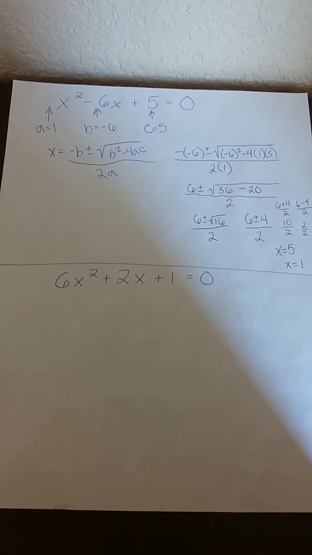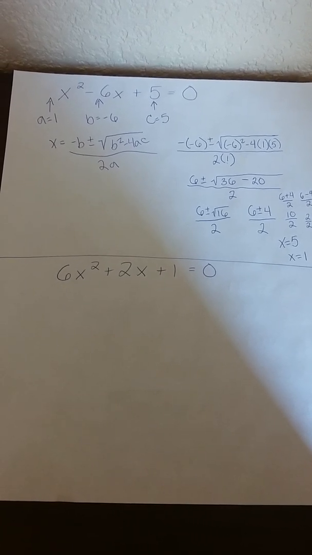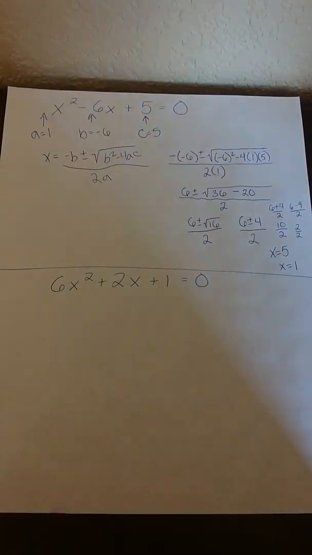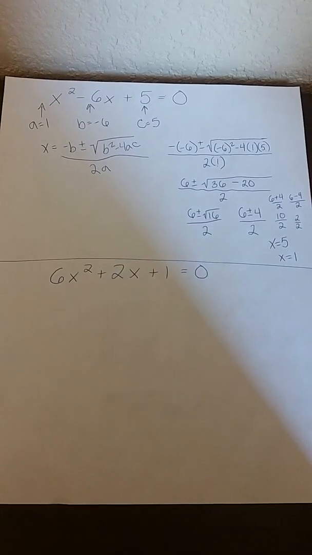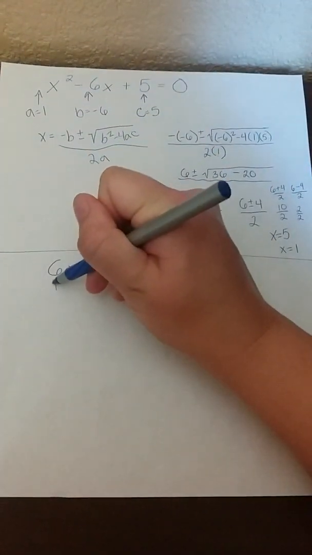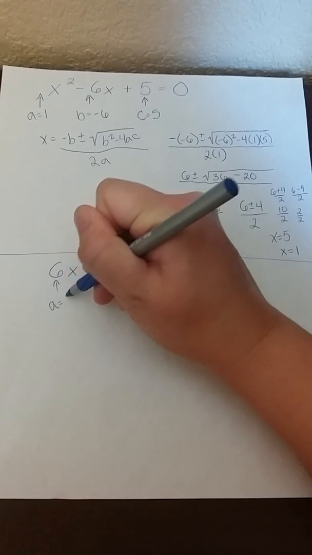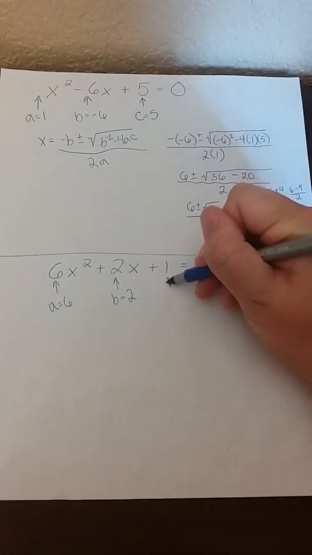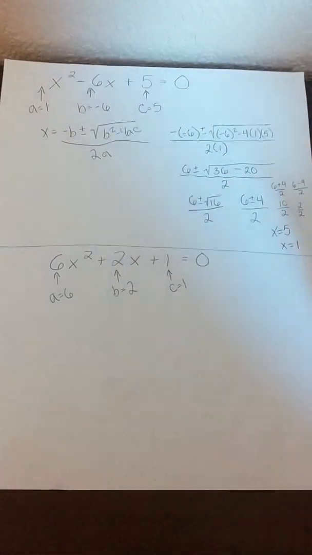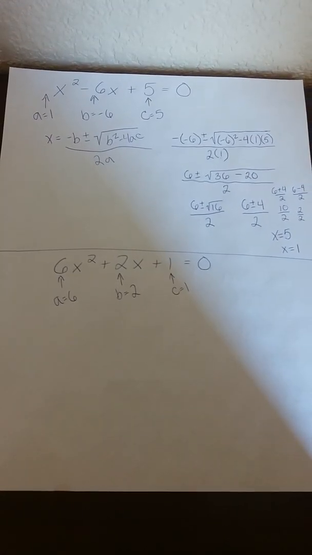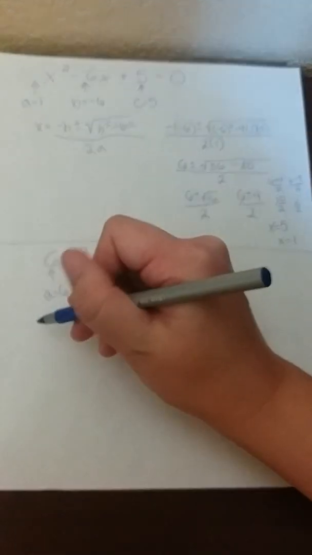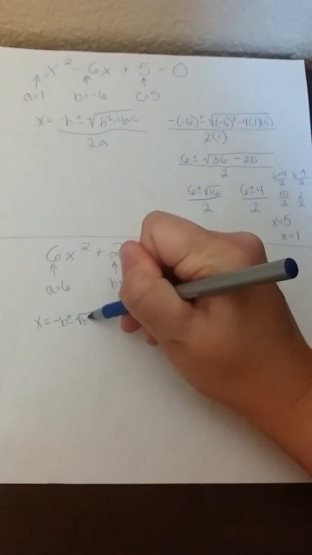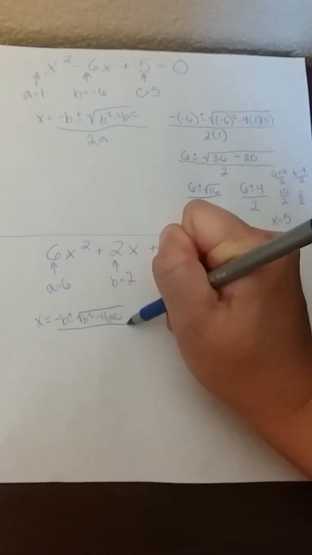Let's look at the next example. So the next example is 6x squared plus 2x plus 1 equals 0. Again, it equals 0, so I can find a, b, and c. A is the coefficient of x squared, in this case 6. B is the coefficient of x, in this case 2. And c is the constant, which is 1. I'm going to plug those into the quadratic formula. So the quadratic formula is x equals negative b plus or minus square root b squared minus 4ac all over 2a.